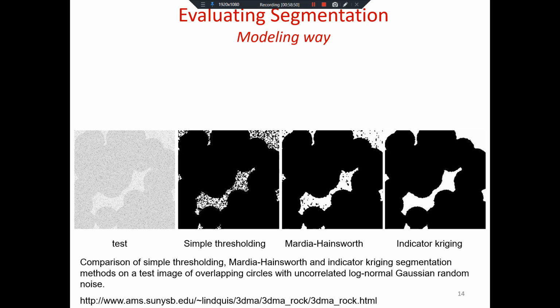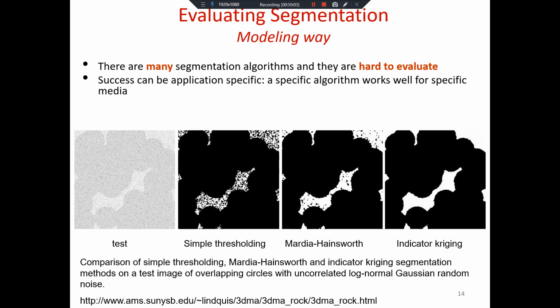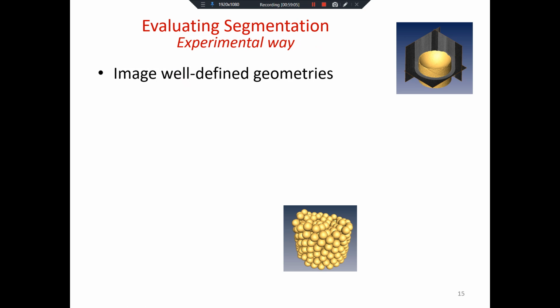So you have a ground truth. That was your starting image, black and white. You throw in some noise, and then you let the method choose. Okay? And then you evaluate how well it did. So that's a modeling way to evaluate, I call it.